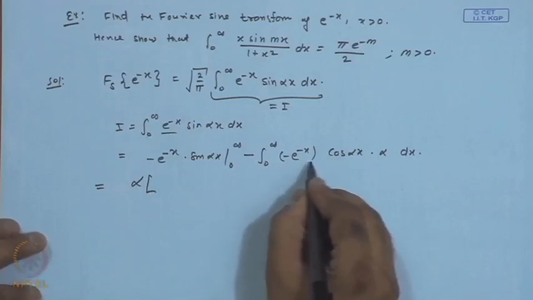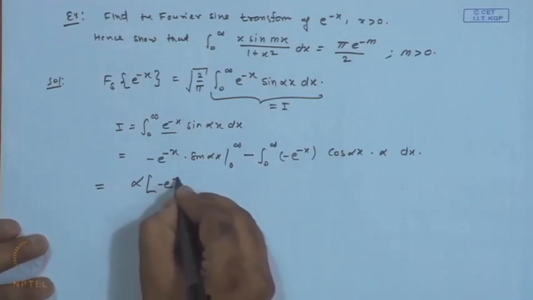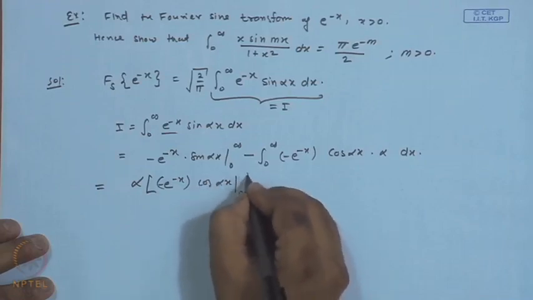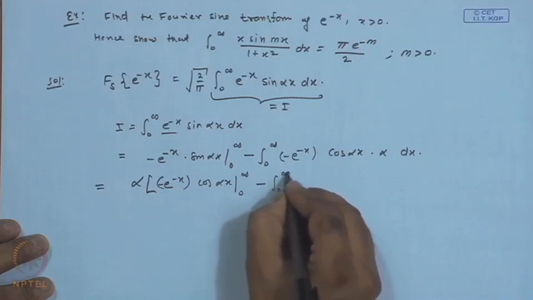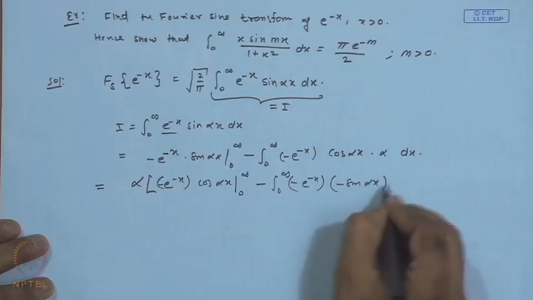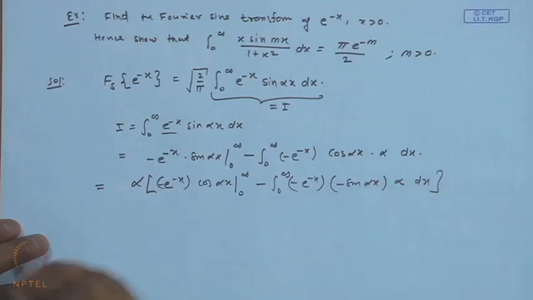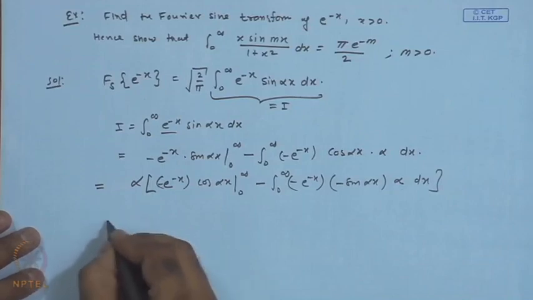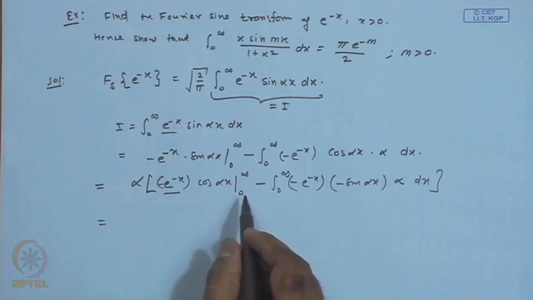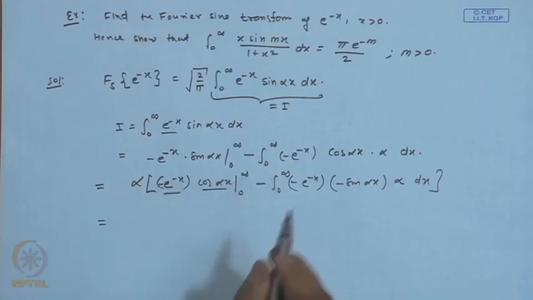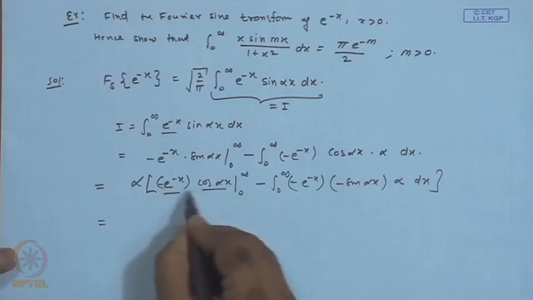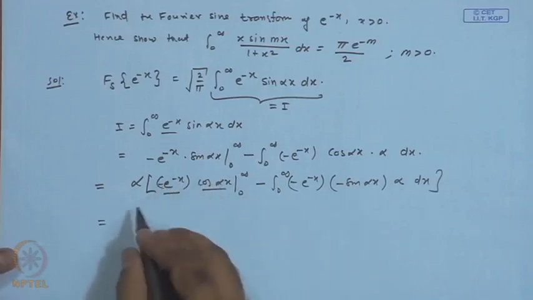and then again we integrate. So, minus e to the minus x and this cos alpha x, again limit 0 to infinity, minus the integral from 0 to infinity of e to the minus x, and then we have this minus sine alpha x times alpha dx. Okay, so here when x approaches infinity, this will be 0, and of course this is bounded. So, this whole will go to 0, and when x goes to 0, then we have here 1. So, we will get this 1.